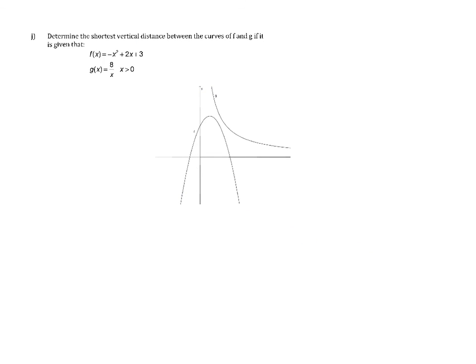Lastly, we're going to look at this question. Determine the shortest vertical distance between the curves of f and g if it is given that there's this parabola and then there's this hyperbola. Okay, so what do we do again? We look at which function is on top. So the hyperbola is on top there. So g is the hyperbola, and then we've got f, that is the parabola.